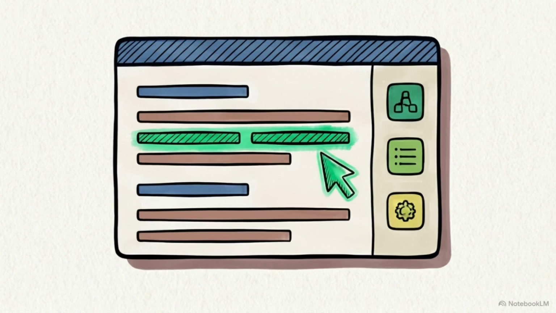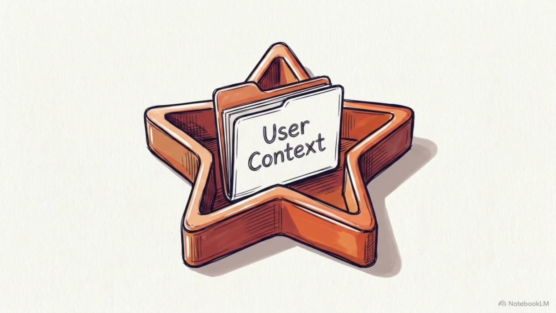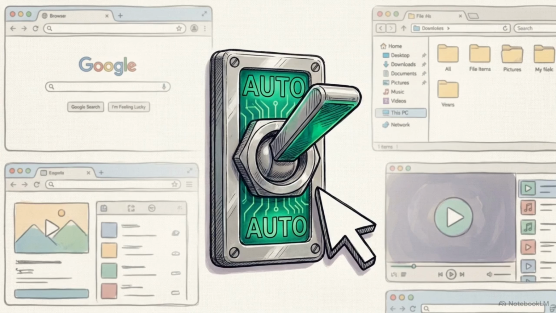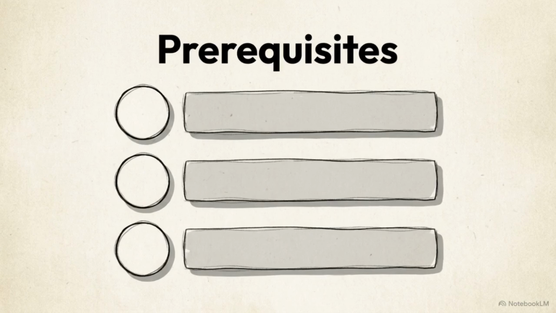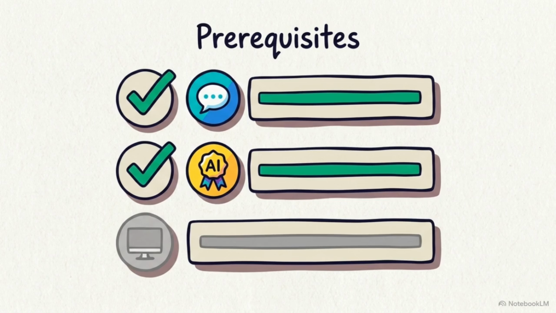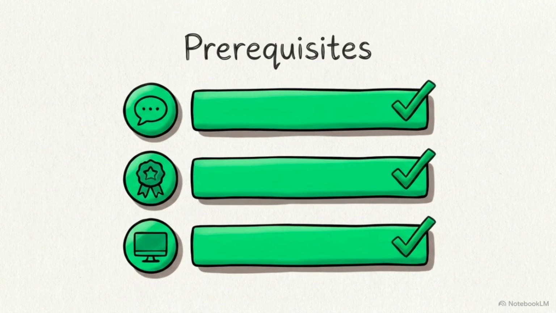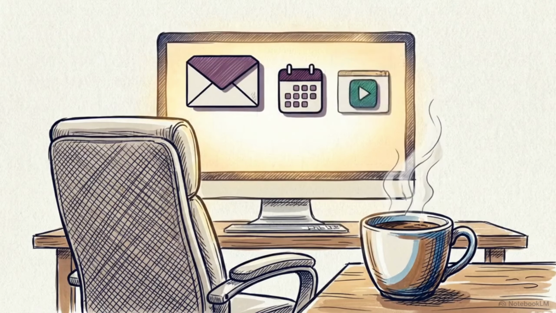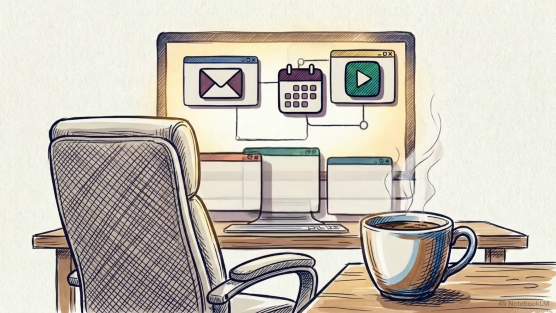Over the next 5 minutes, we will extract your existing context from ChatGPT, inject it into Claude, connect your email and calendar data, and enable desktop automation. To complete this process, you need 3 things ready: an active ChatGPT account with your saved history, a Claude Pro or Max subscription, and the Claude desktop app installed on your Mac or PC. By the end of these steps, you will have a fully automated operating system built around your daily workflow.